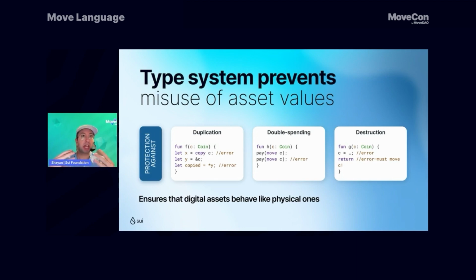At the end of the day, assets are so fundamental to blockchain, you want to have assets as a first class citizen on a particular network. So this type system ensures that these digital assets behave like physical ones, right? If I have a phone in my hand and I want to give my phone to someone, I don't want to accidentally duplicate my phone. I don't want to spend it twice, and I don't want to accidentally destroy it. So all these type systems that are baked into the VM prevent developers from doing that.